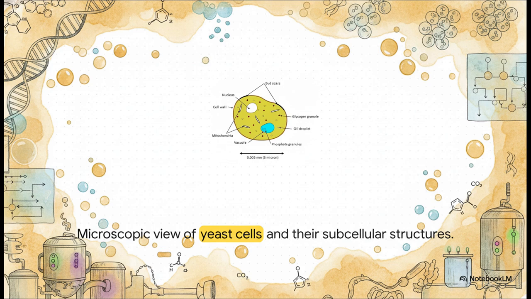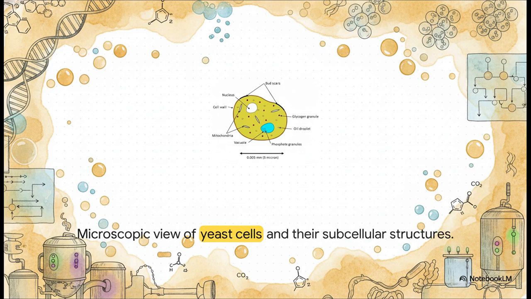You've got the rigid cell wall, and just inside that is the plasmalemma, or cell membrane, acting like the bouncer, regulating exactly what wort nutrients get inside. See those little rings on the outer edge? Those are bud scars. They're literally physical markers of cellular age. The more scars you see, the older that parent cell is. Inside the cytoplasm, you'll spot the vacuole, a storage organelle that actually swells up as the cell gets older.